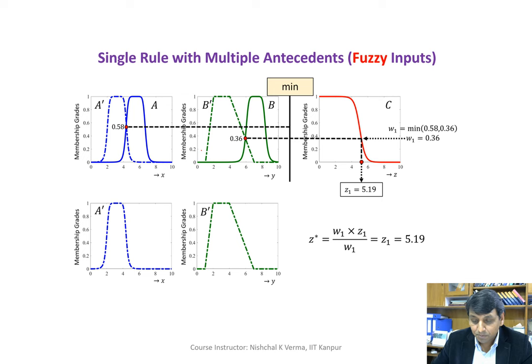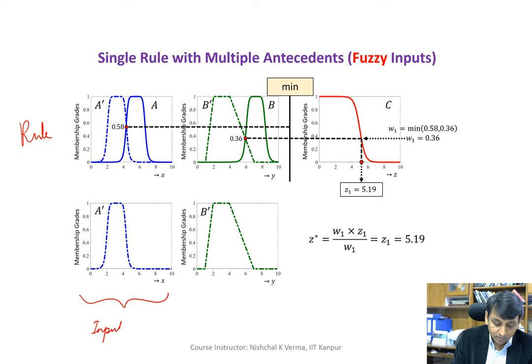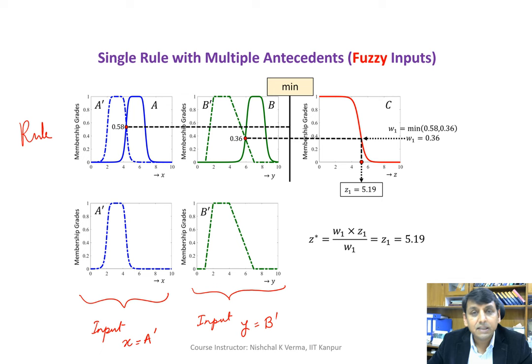Here we have the single rule, but we have two inputs. Input 1 is x is equal to a dash, which means the fuzzy input is provided. And the other input, simultaneously fed, is y is equal to b dash. So these two inputs are together supplied to the model. Now let's see how this rule will help us in finding the corresponding output.